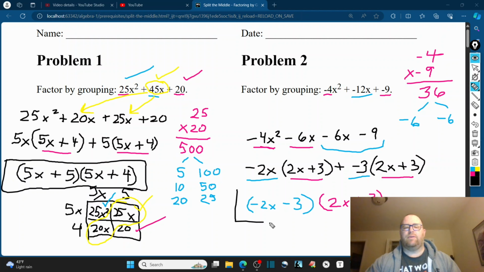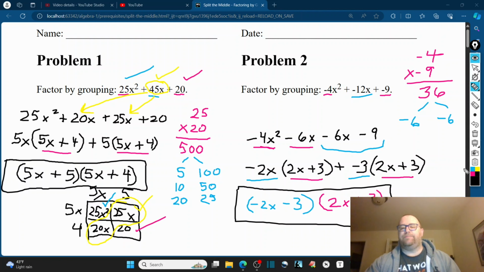And we've got our factored form. Now we could take this one step further. We note here -2x minus 3. You could factor out a -1 here. So I could write this as -1 times positive 2x plus 3 times positive 2x plus 3.